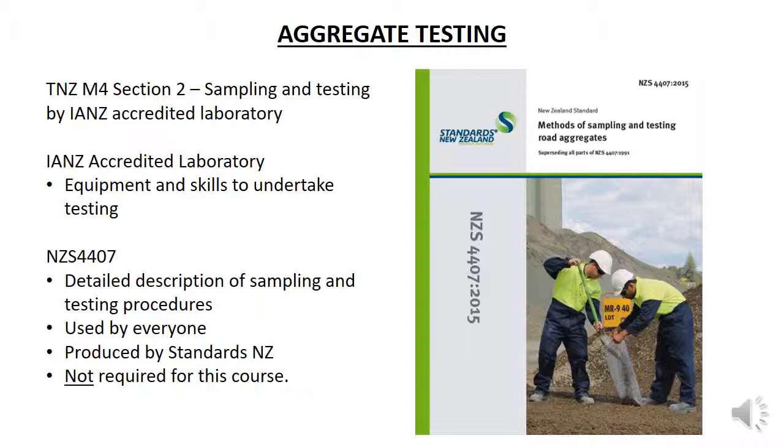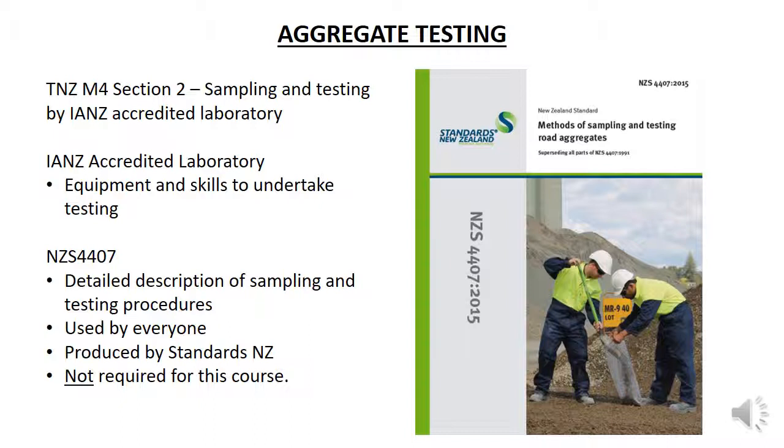This means that the laboratory has the equipment and skills required to undertake the testing as required by the specification. IANZ are the government organisation tasked with making sure that testing is done properly. These tests need to be carried out using specific procedures, most of which are set out in NZS 4407:2015, Methods of Sampling and Testing Road Aggregate. This document provides a detailed description of the steps required to carry out each test, so everyone does the test in exactly the same way. This allows the test results from different labs to be compared.